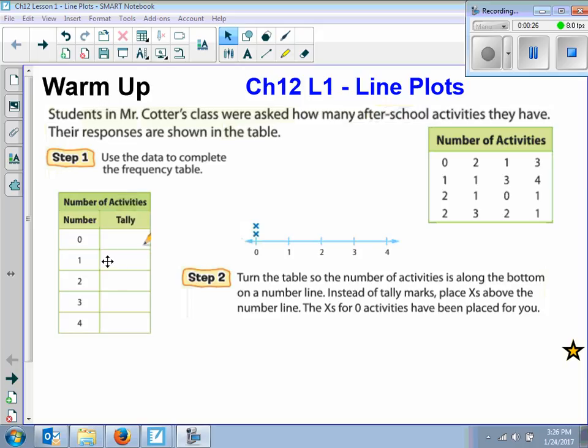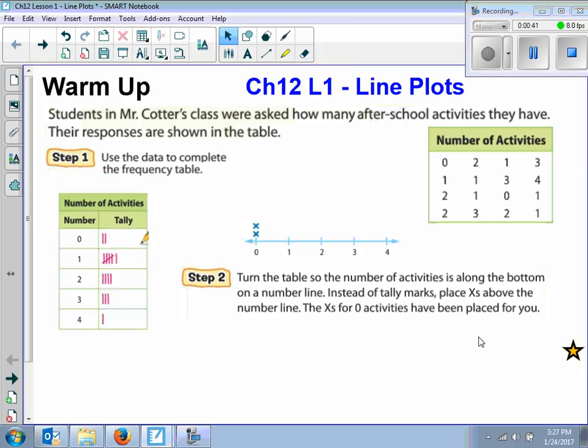Now when you do frequency tables, you're using tallies. You guys know what tallies are? You know, the little tally mark like this? Okay? And then the 5, you do the diagonal. Very good. So here is where we're going to put our tallies, and that's what yours should look like.